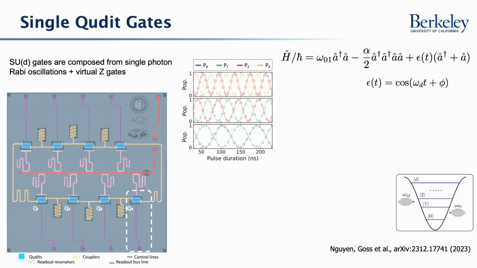OK, so how do we do gates at the level of single qudits? This is basically just by driving single photon Rabi oscillations in each of the 2-level subspaces that are connected in our qudit, so the i to i+1 levels. And we basically just turn on tones that are resonant there. We show the results of these Rabi oscillations here. You can see the characteristic bosonic enhancement.